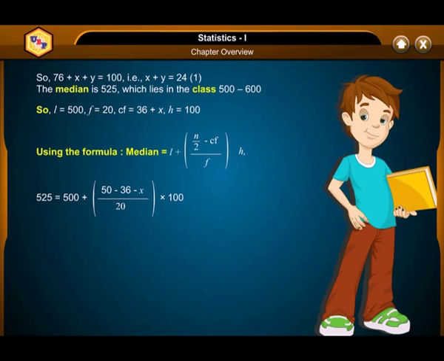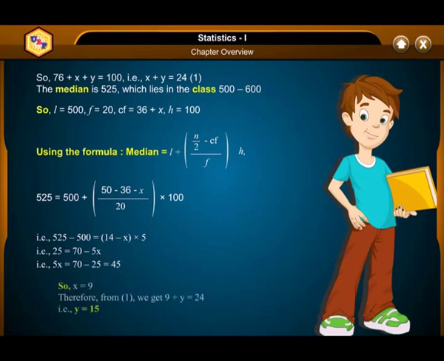Using the formula, median is equal to L plus (n/2 minus CF) upon F into H. 525 is equal to 500 plus (50 minus 36 minus x) upon 20 into 100. That is, 525 minus 500 is equal to (14 minus x) into 5. That is, 25 is equal to 70 minus 5x. That is, 5x is equal to 70 minus 25, equal to 45. So, x is equal to 9. Therefore, from 1, we get 9 plus y is equal to 24. That is, y is equal to 15.